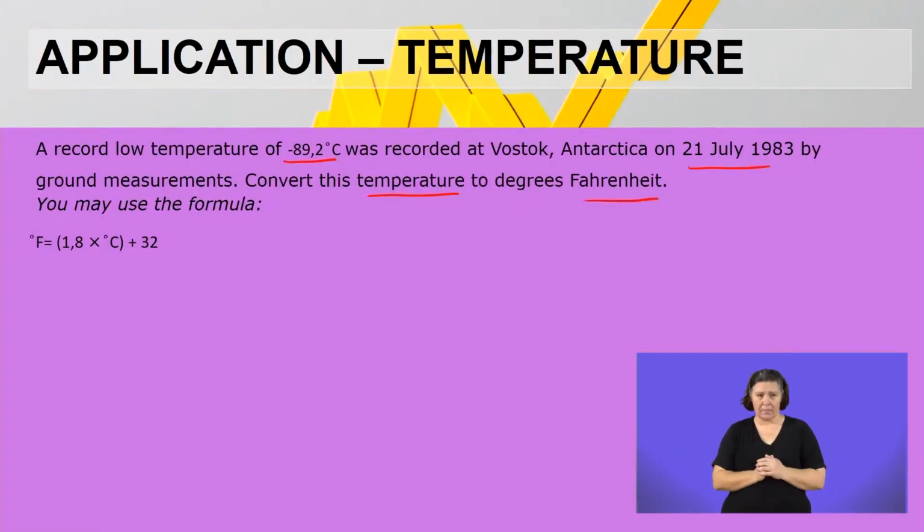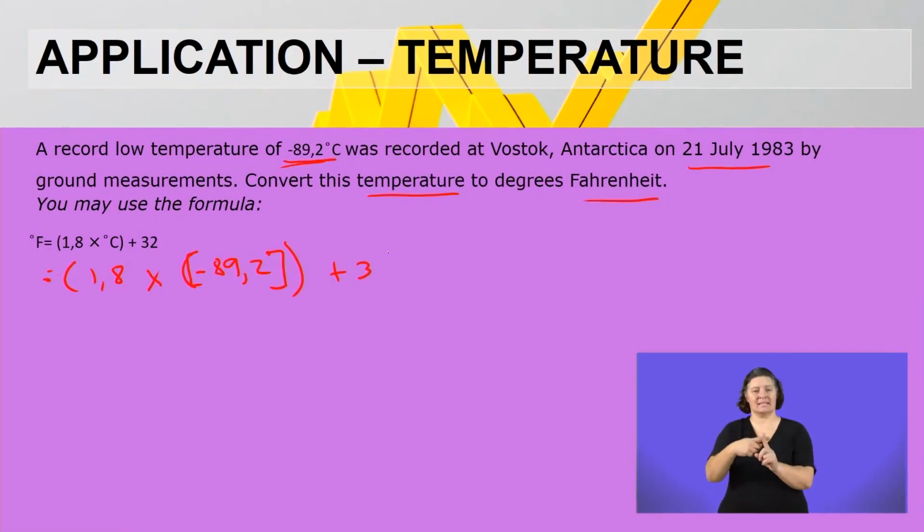It's like playing a soccer game, guys. We substitute. We take off a player, but we don't leave that space open. We put in another player. So therefore, I'm going to say 1.8 multiplied by, remember it says here, the temperature is minus 89.2 degrees Celsius. And let me put that in brackets just to differentiate between the two. And then I'll say plus 32.